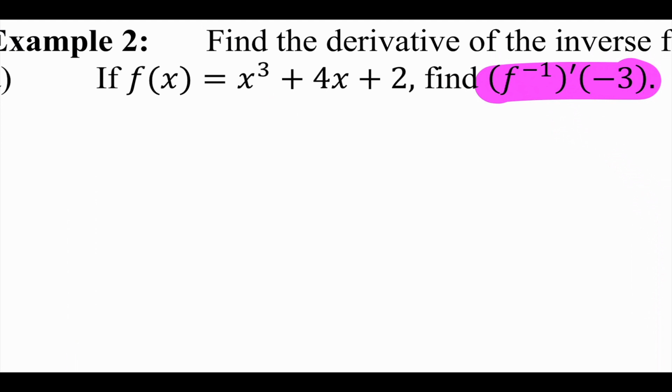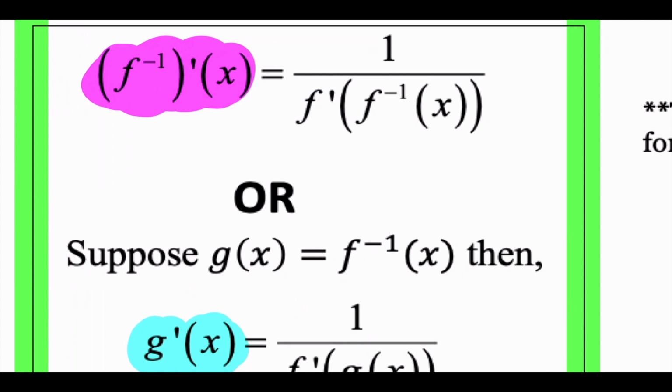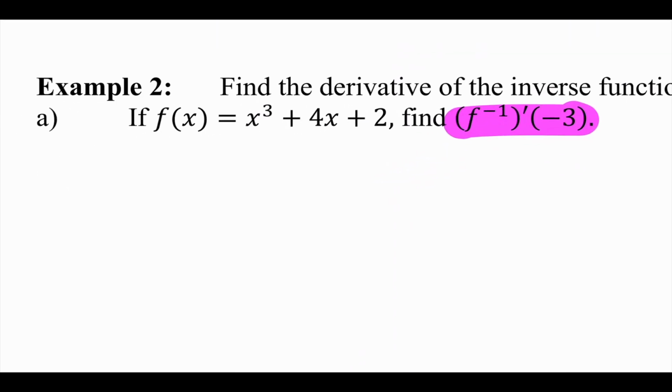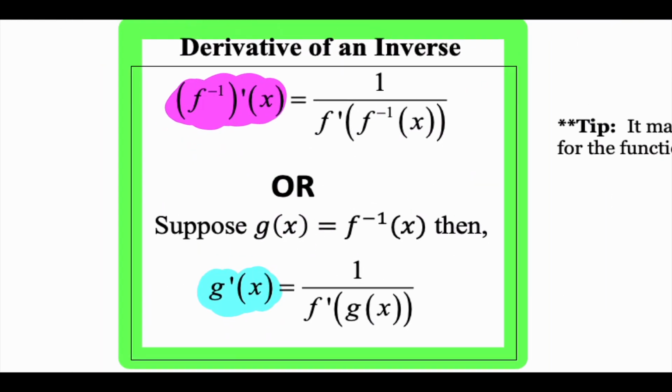Well, that's the reason why we use these guys here. So which one do I use? Do I use the purple or the blue? Well, what is their command? Their command is f-1 prime of -3. Which one does that most look like here? The top one, right? It most looks like the top one. That's why we're going to focus on the top one.